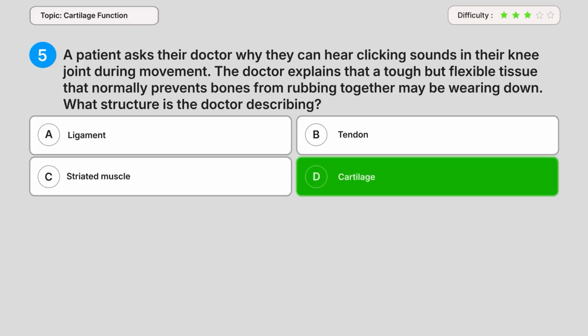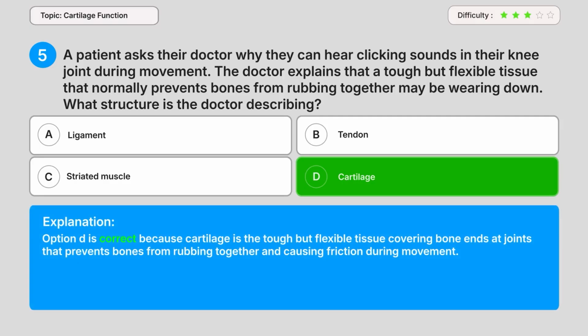Correct answer, D. Cartilage. Explanation: option D is correct because cartilage is the tough but flexible tissue covering bone ends at joints that prevents bones from rubbing together and causing friction during movement.